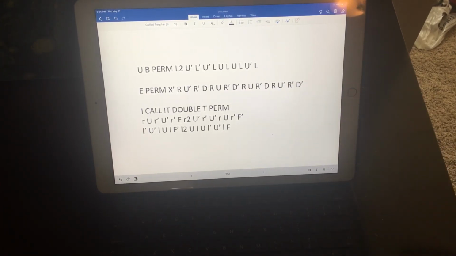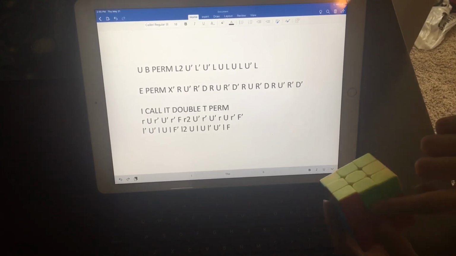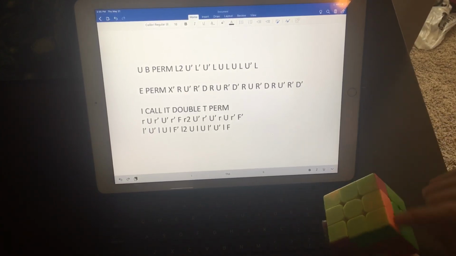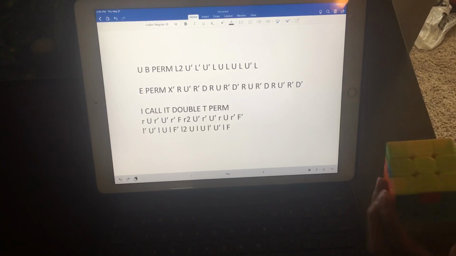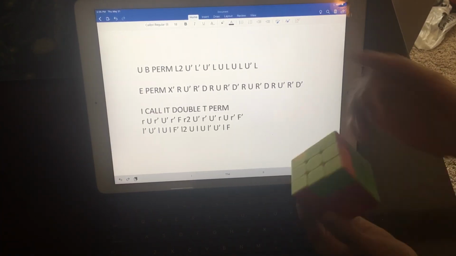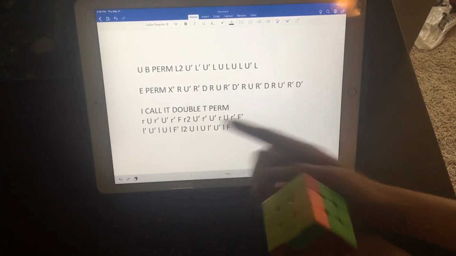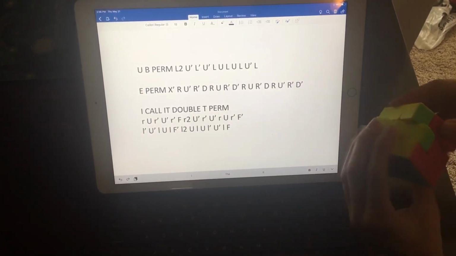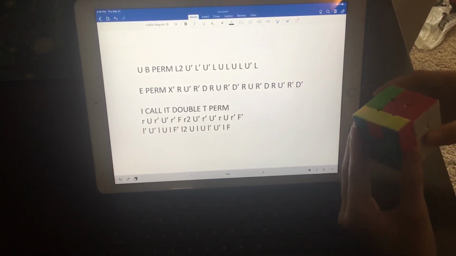So I call this one double T perm, but I don't really know what it's called. I don't really care to know. So you will have two dots, and it looks like the G perm, but it's not. There will be two lines here, and the dots. So you suddenly do a T perm, but with two layers. So that's what the small r means, or the small L. The small L means two layers, small r means two layers.